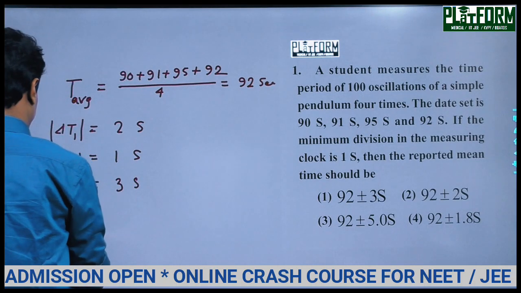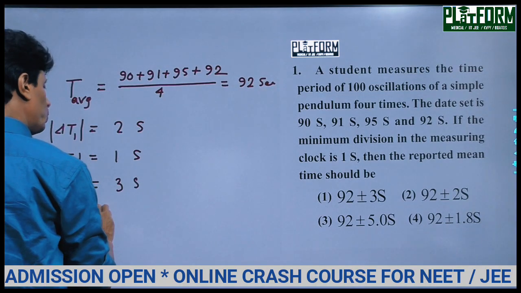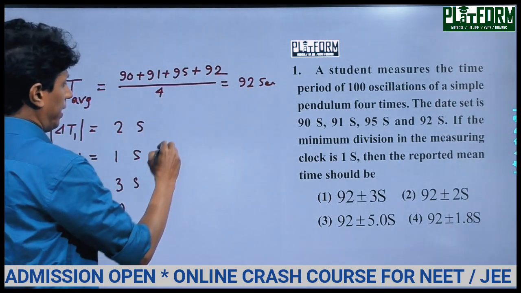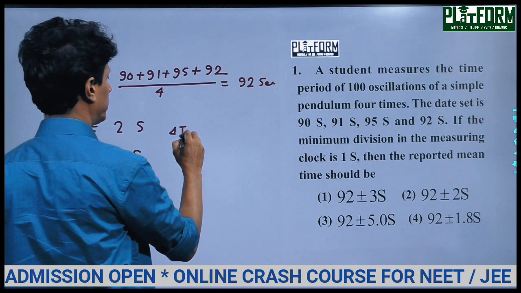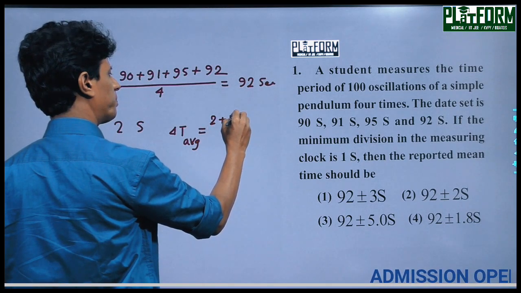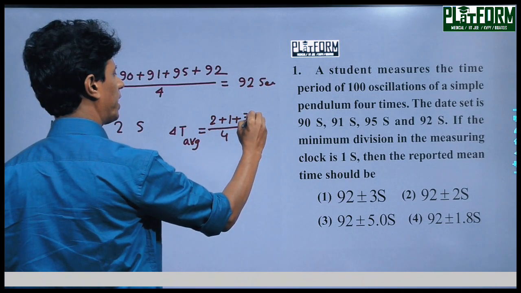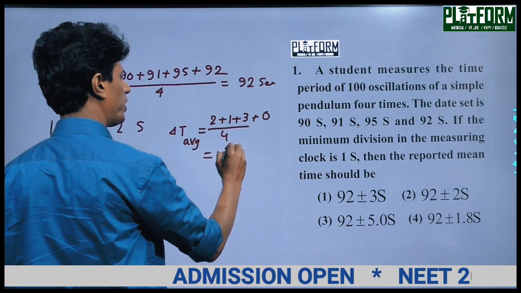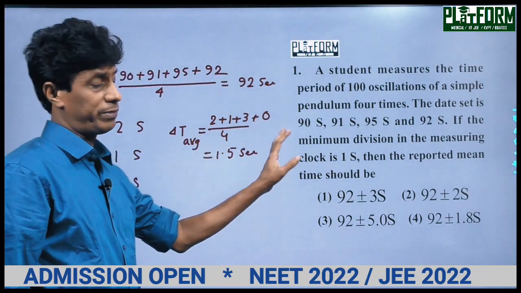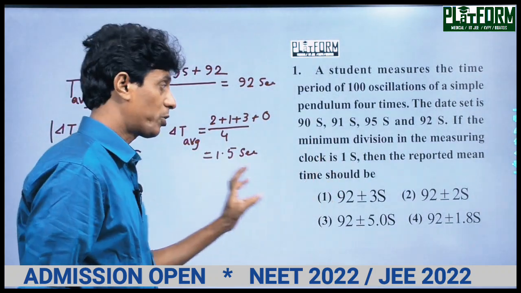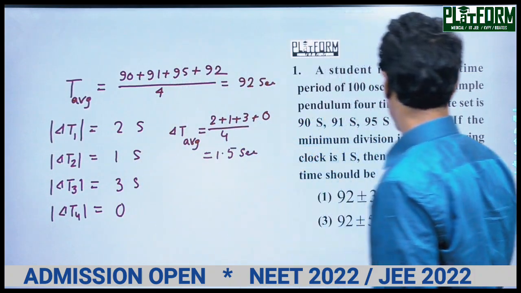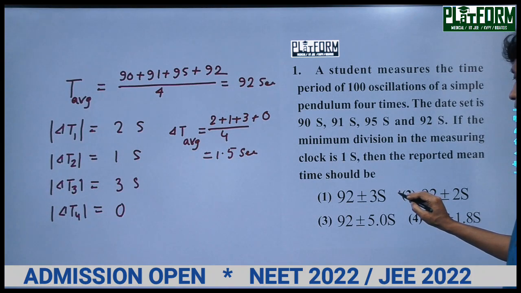And delta T4 is equal to 92 minus 92, it is actually 0. So the average absolute error in the measurement is equal to 2 plus 1 plus 3 plus 0 by 4, equal to 1.5 seconds. But 1.5 seconds cannot be measured by this clock because the least count is 1 second. So the right option here is 92 average value plus minus 2 seconds. So the right option here is 2.